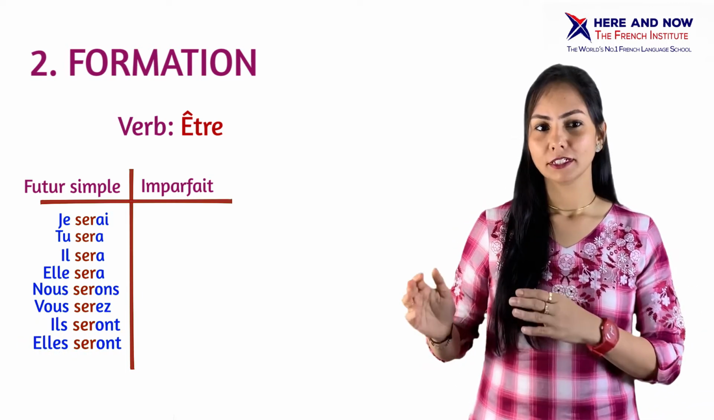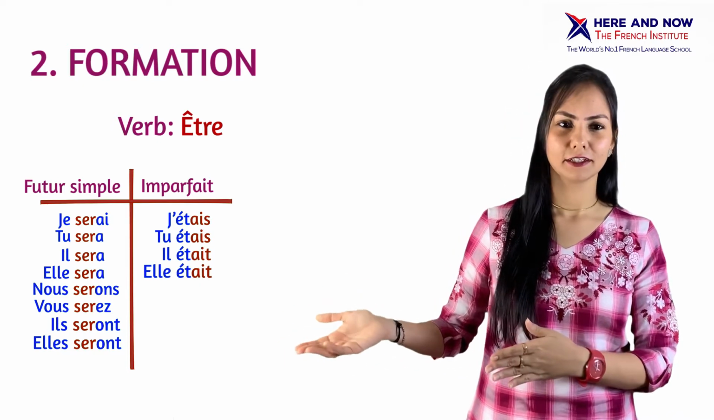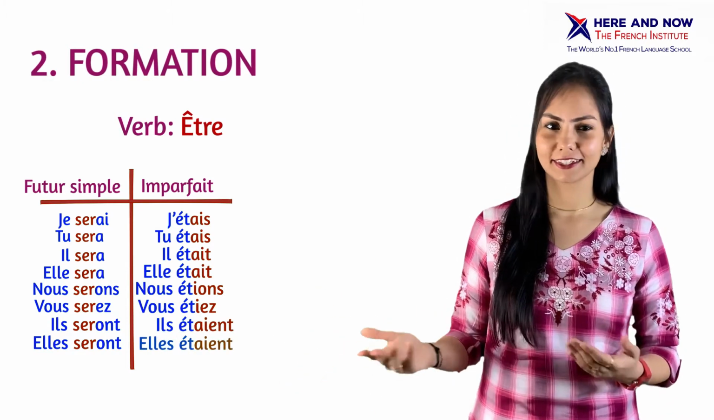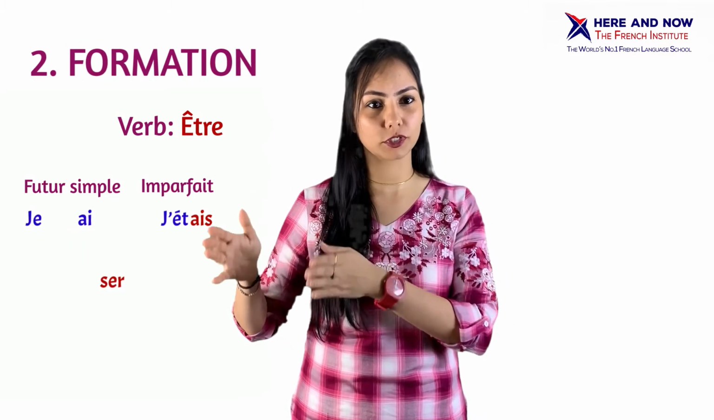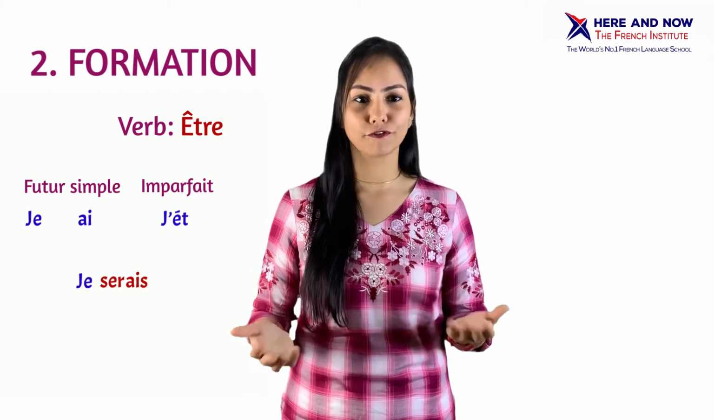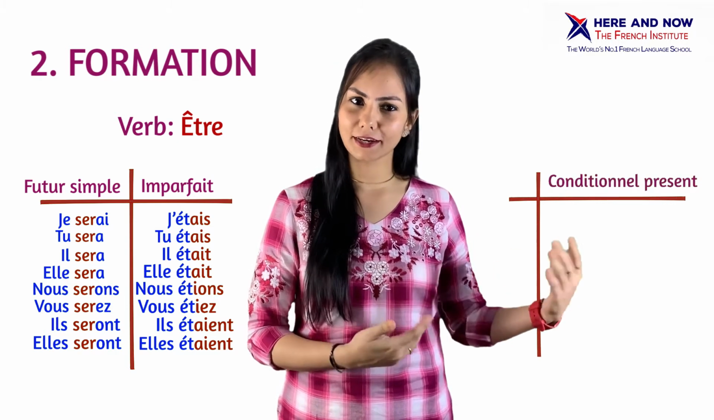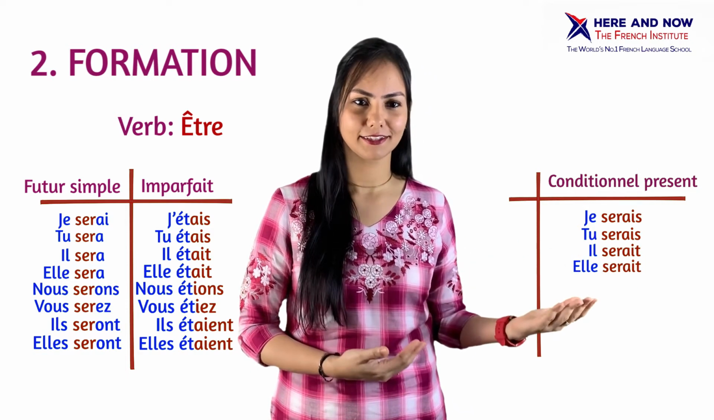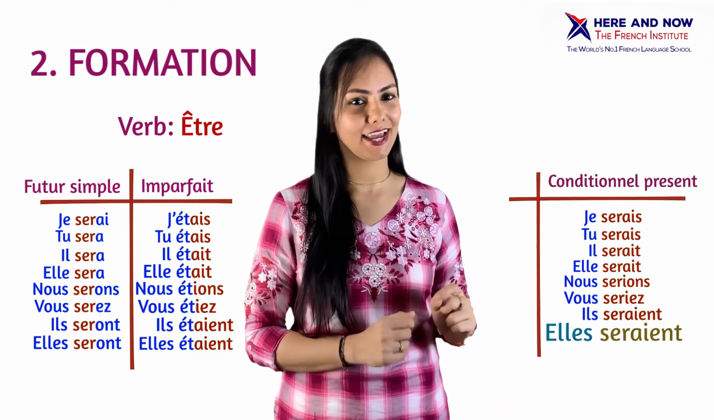Whereas imparfait: j'étais, tu étais, il était, elle était, nous étions, vous étiez, ils étaient, and elles étaient. Now, I again use the radical of the verb from future simple and the ending of the verb from imparfait to form the conditionnel présent. Être in conditionnel présent: je serais, tu serais, il serait, elle serait. Nous serions, vous seriez, ils seraient, and elles seraient.